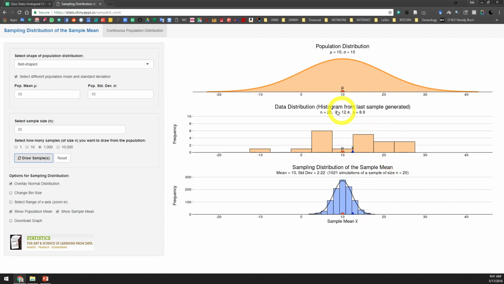Yet each individual sample is going to have a lot of variability, both in its distribution shape, this one looks slightly closer to uniform, and also in where that X bar, the sample mean, is in relationship to the population mean. But we can see here that if we look at the mean of the sampling distribution of the sample mean, it's exactly the same as the population mean, even despite the variability from each sample.